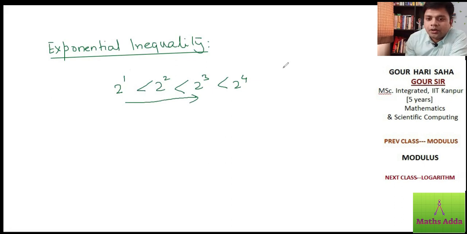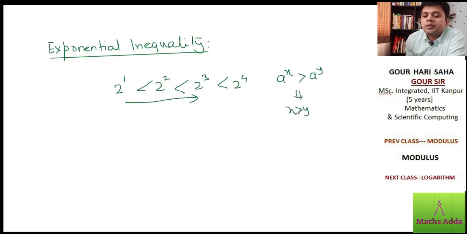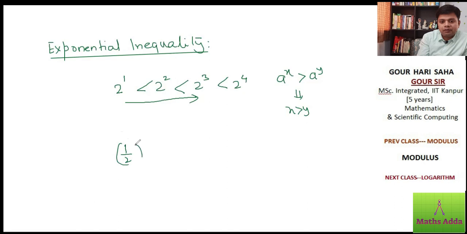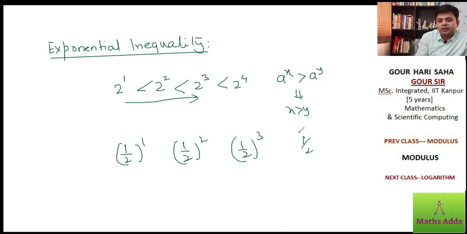So it is kind of a to the power x is greater than a to the power y. What does it mean? It looks like x is greater than y. When the power is more, the value will be more. Let us see one more example, that is 1 by 2 to the power 1, 1 by 2 to the power 2, 1 by 2 to the power 3, 1 by 2 to the power 4.